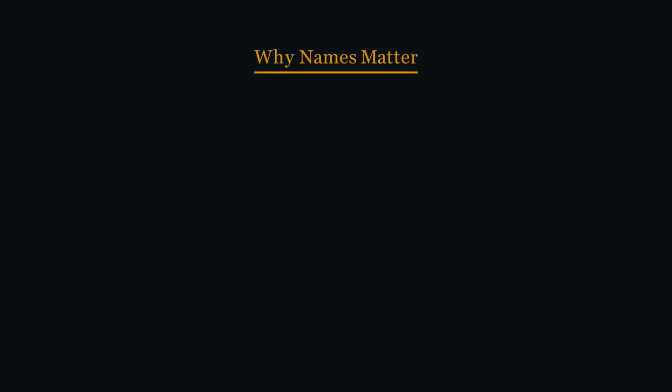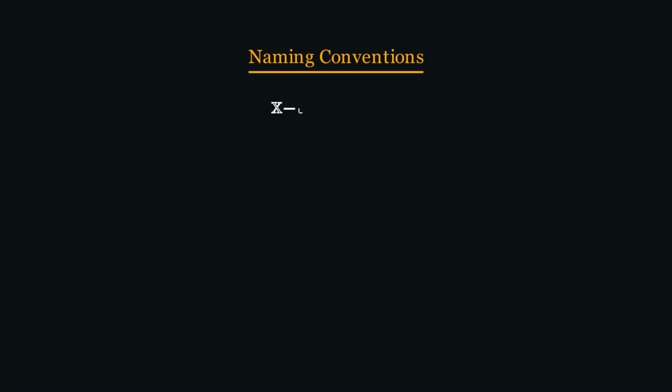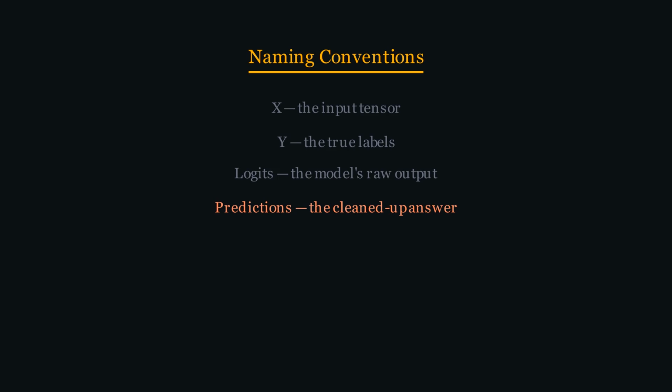One more habit ties all of this together: consistent naming. If every project uses the same short names for the same roles, you can read unfamiliar code almost instantly. Here are the names we'll use for the rest of this course. The input tensor is called X, the true labels are called Y, the model's raw output is called logits, and the model's cleaned up answer is called predictions.